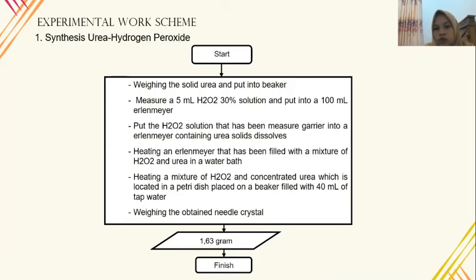Heat the mixture of H2O2 and concentrated urea in a petri dish placed on a beaker filled with 40 milliliters of tap water. Weigh the obtained needle crystals. The result is 1.63 grams.